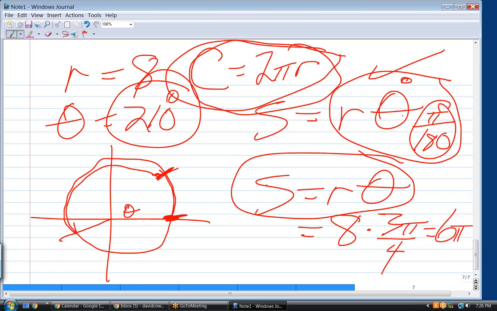So if your theta is in degrees, you need to add a pi over 180 to the formula. If your theta is in radians, then you're all set to go. Oh, okay. Gotcha.